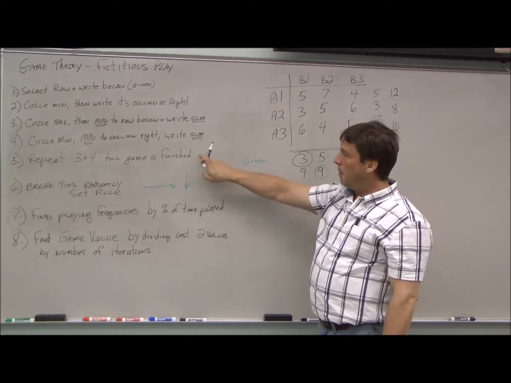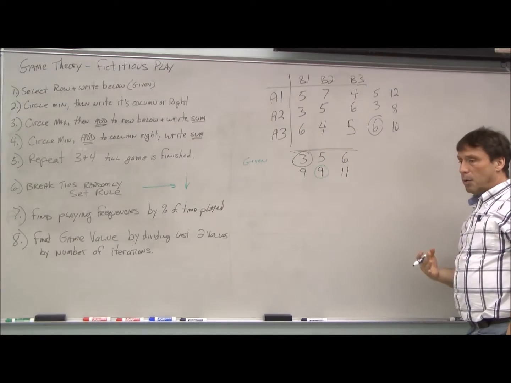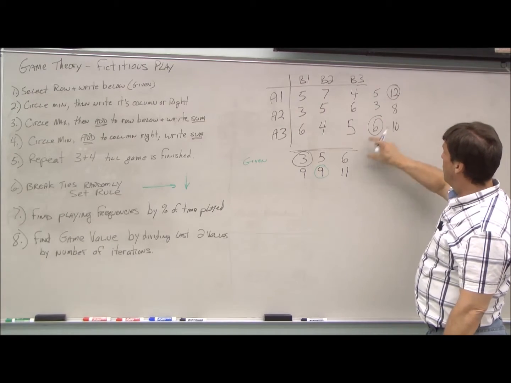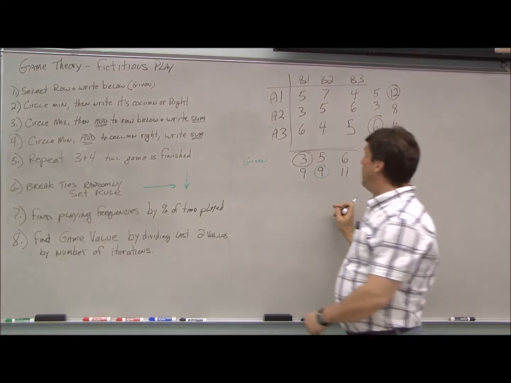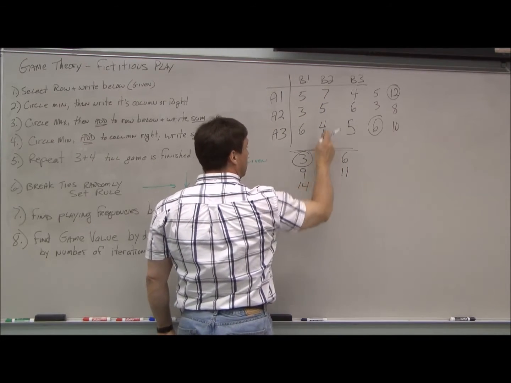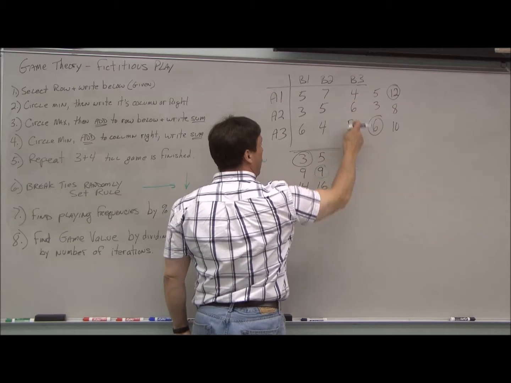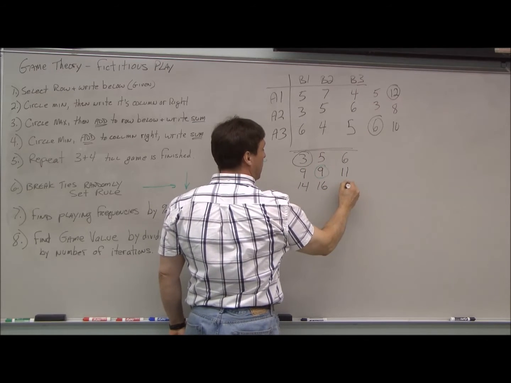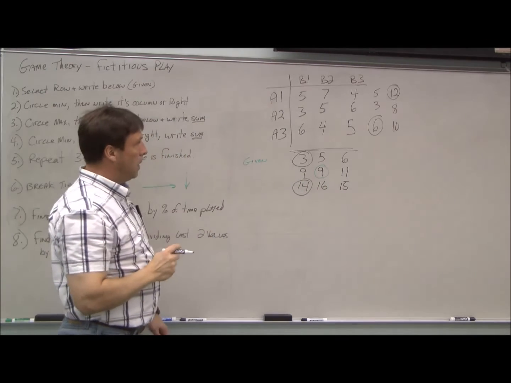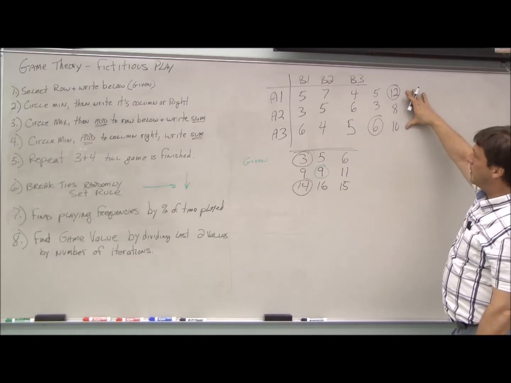We come down here and we repeat 3 and 4 until finished. I want to do this game's 5 iterations. So we've done 2 now. So I circle the 12. 5 plus 9 is 14. 7 plus 9 is 16. 4 plus 11 is 15. I circle the minimum. I take this column, I add it to my existing column.